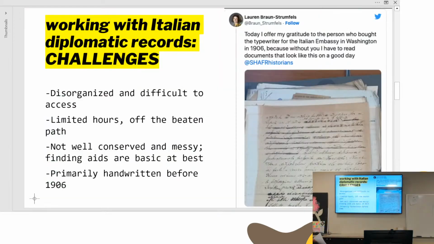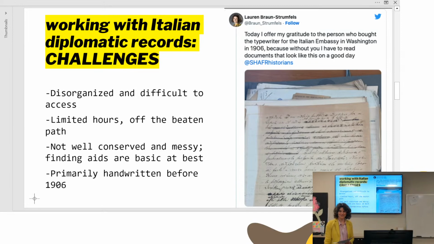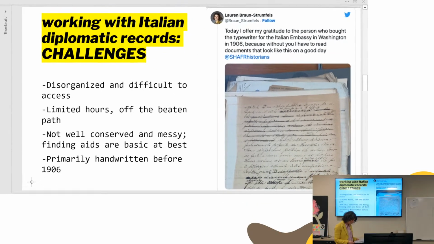So let's think about some of the fun challenges to working with these kinds of sources. We've been thinking about the benefits, and I know you're all ready to get on a plane, go back to Rome and dig into these documents. But let me tell you, it's a little hard to do.